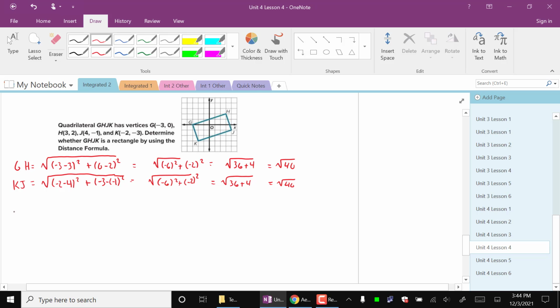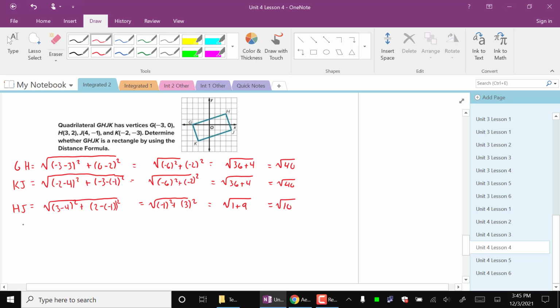Now let's figure out the other two opposites, the shorter side opposites. So we're going to start off with HJ. That's going to give me the square root of 3 minus 4 squared plus 2 minus -1 squared. Well, that is -1 squared plus 3 squared. So that's going to give you 1 plus 9, which is 10. So this side is the square root of 10.